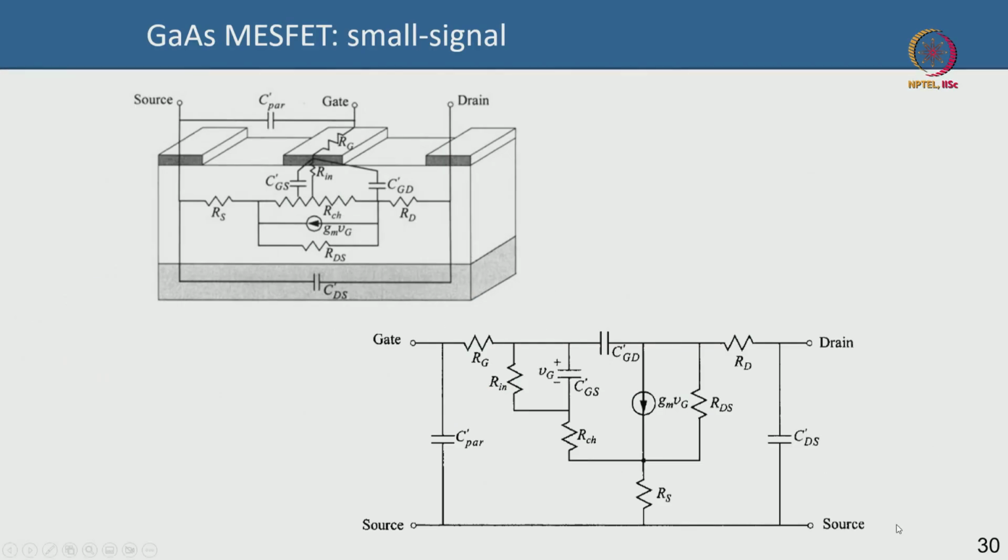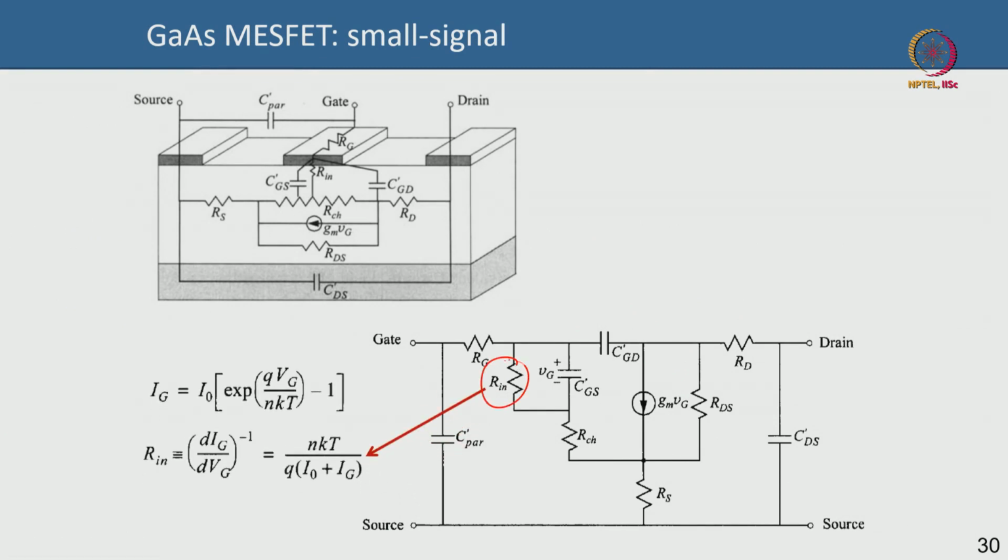For instance, this is your input resistance, as I told you. This is your gate leakage, and in general the resistance is infinity if your gate leakage is 0, but practically gate leakage is not 0. So, the derivative of the gate leakage with respect to the gate voltage, the inverse of that, is your gate resistance or your input resistance, and it can be very high, mega ohm, okay, or giga ohm, okay.